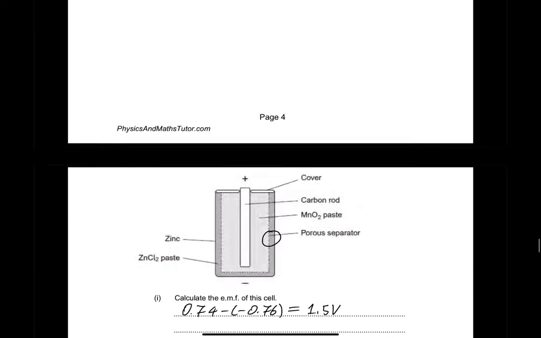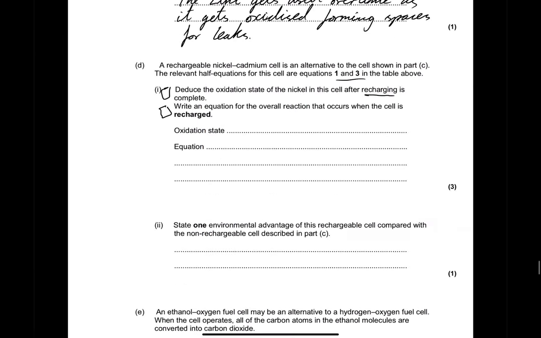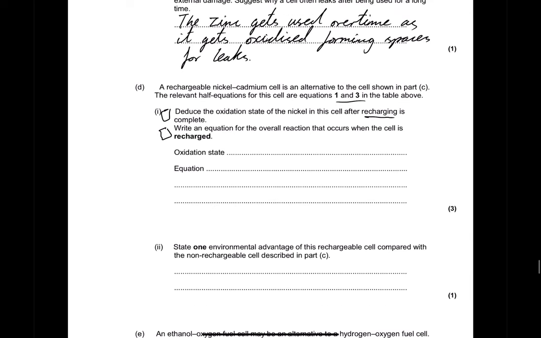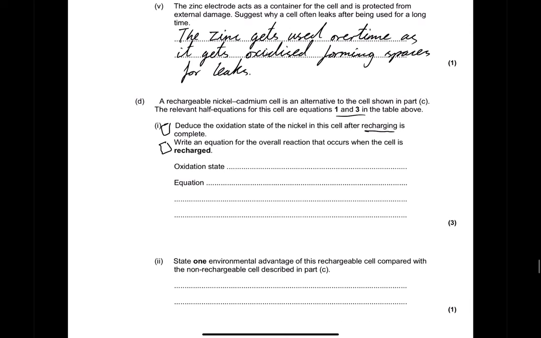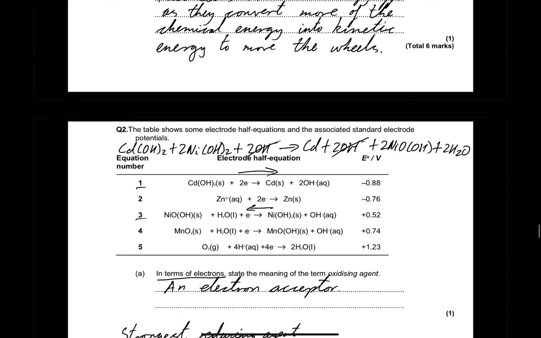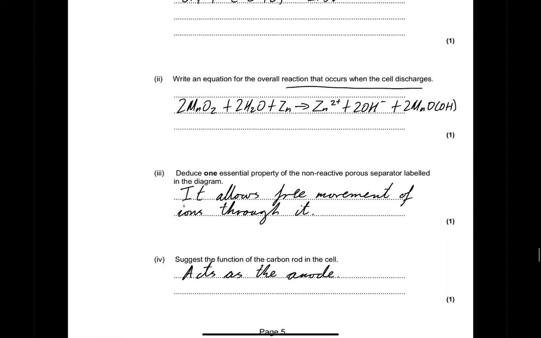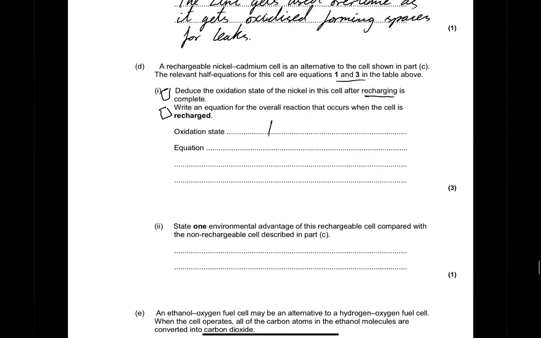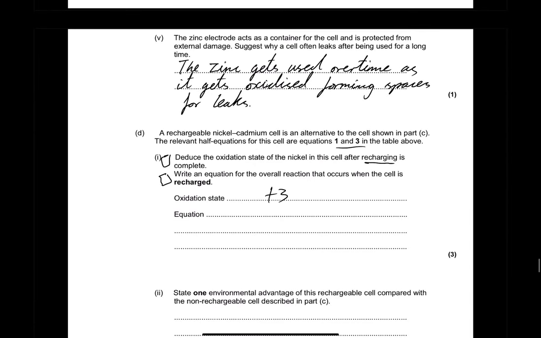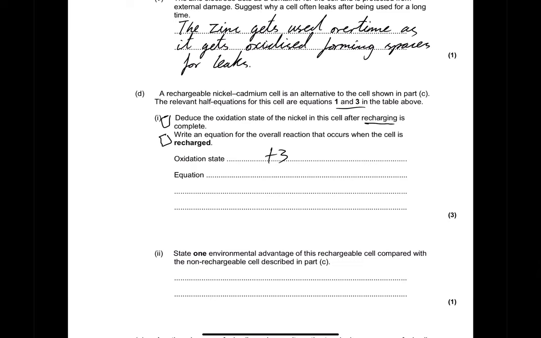Now they said, what's the oxidation state of nickel after it's recharged? That is x minus 2 plus minus 2 plus 1 equals 0. That's just x minus 2 minus 1 equals 0. X minus 3 equals 0. X is equal to plus 3. You should know how to work out oxidation states by now. I did that in a video a long time ago on inorganic chemistry.